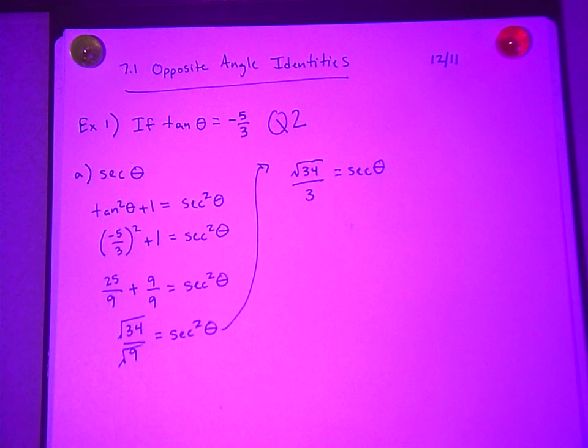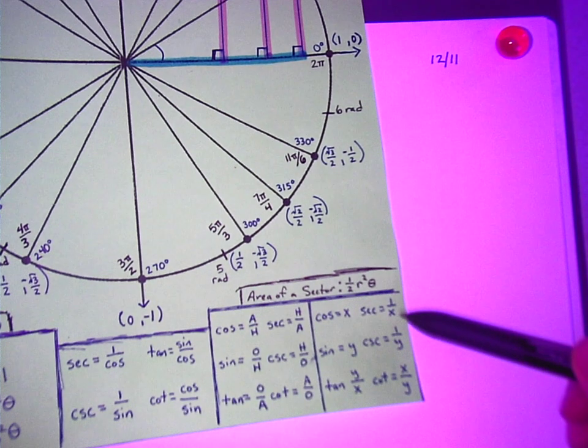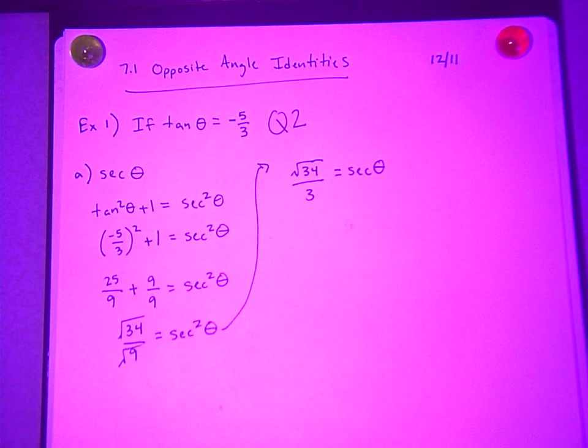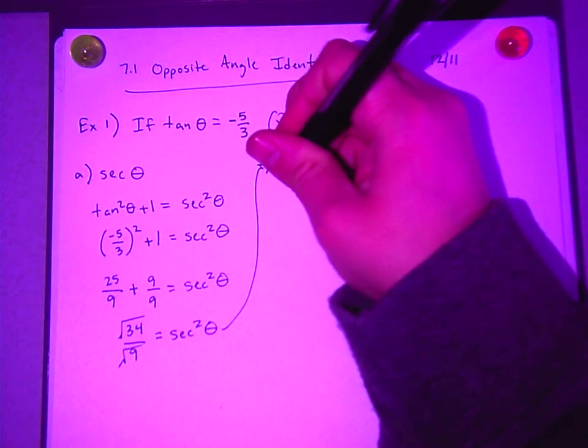So let's see, in quadrant 2, everybody flip over your unit circle and look at secant. Secant is 1/x, right? Is x positive or negative in quadrant 2? Negative, so this answer is going to be negative.